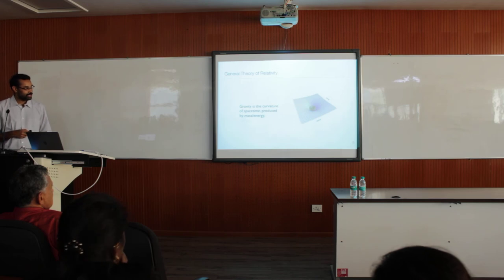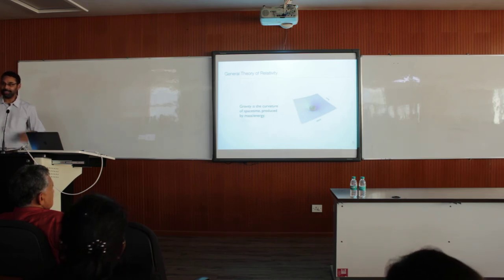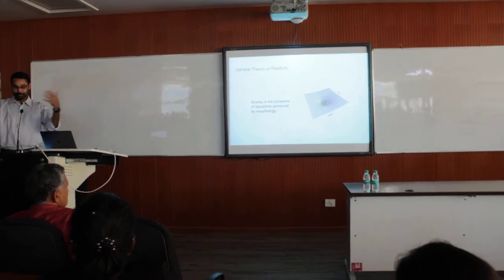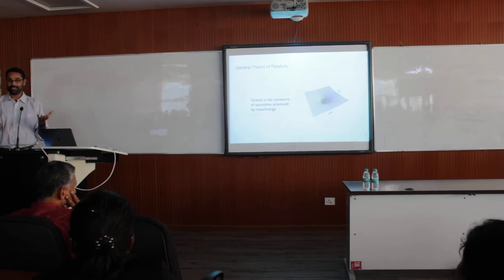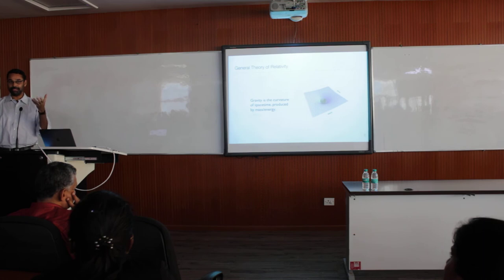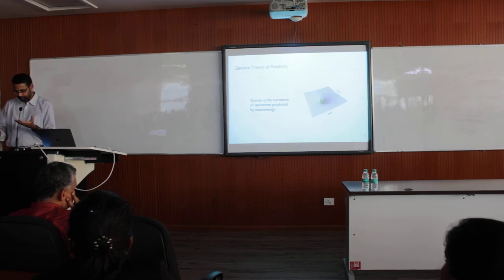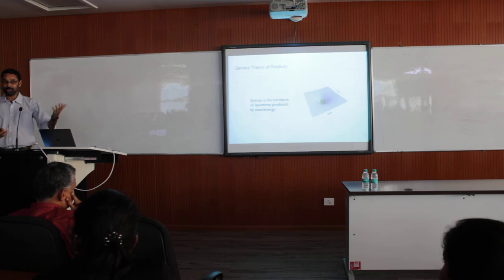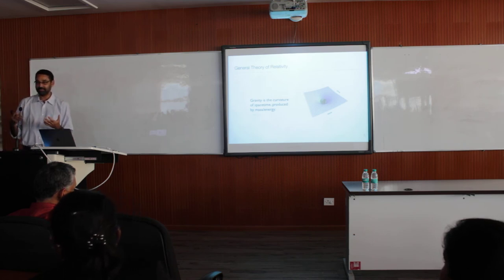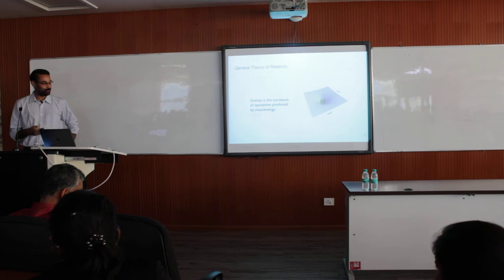Einstein's theory describes gravity as the manifestation of the curvature of space-time. Even before the general theory of relativity, Einstein had the special theory of relativity, which basically integrated space and time into a single entity called space-time. According to Einstein's theory, there is no absolute space, there is no absolute time. Space and time are part of a single entity called space-time. And what we call space and what we call time are rather dependent on our choice of the observer.